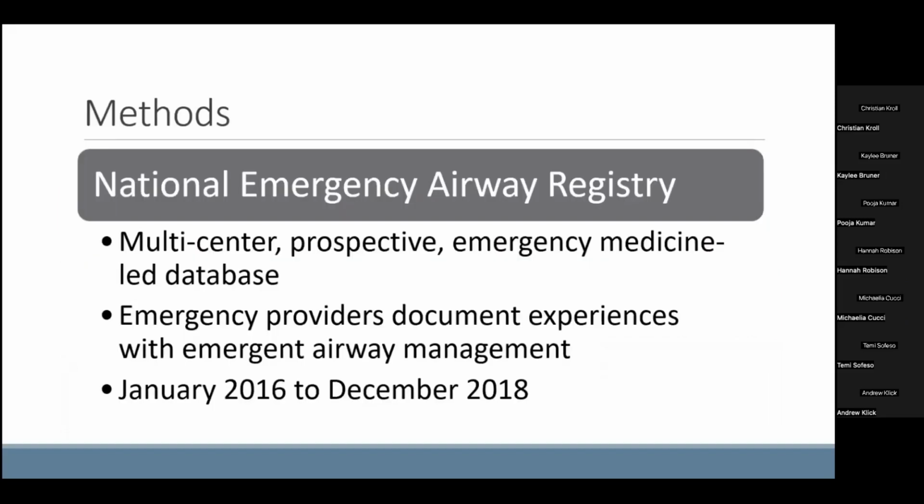The National Emergency Airway Registry is a multi-center prospective emergency medicine-led database. So basically, providers who are working in an emergency medicine setting can sign up for this registry and document their experiences with this emergency airway management. They can put in patient demographics, doses, things like that. It lets studies be done regarding RSI, and it's a really great database. It's prospective, meaning it was set up before the data is input, but this study looked at it retrospectively. They looked at it from January 2016 through December 2018. So there's 3 years there.